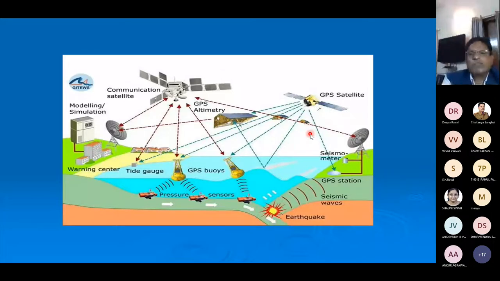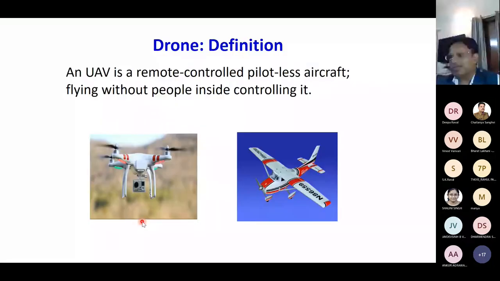So this is a complete system, which shows how the system is communicating with each other and trying to issue the warning related to the seismic earthquake activity. So there are lots of GPS, there are other satellites, and then there is a warning center, and there is a station which is communicating with all the devices together. And then on the basis of the resultant data, this center takes the decision.